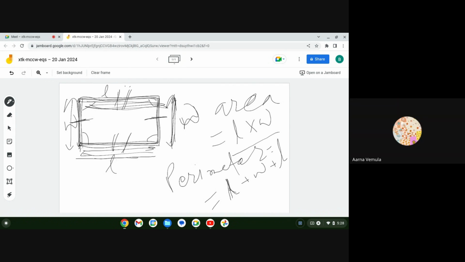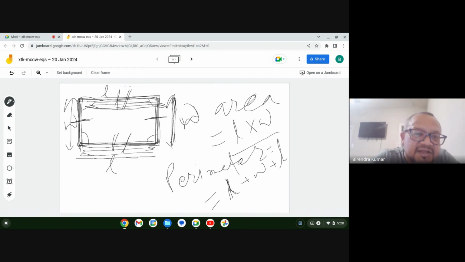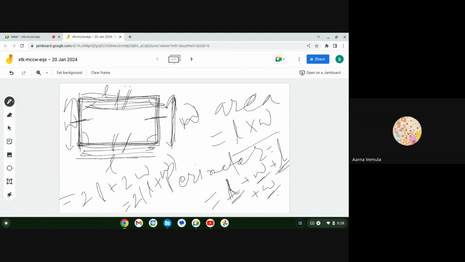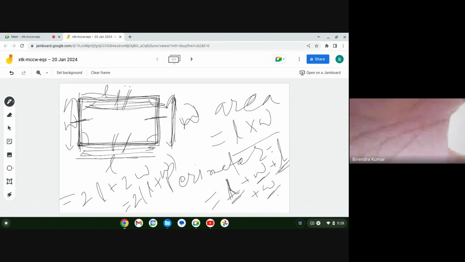So I did length plus width plus length plus width. That means I have 2 times length plus 2 times width. I have one length and one more length, right? It's like one banana and one banana, two bananas, one apple and one more apple, two apples. So 2 times length plus 2 times width. I can also say this as 2 times (length plus width). Do you guys agree? So this is my formula for the perimeter of a rectangle.